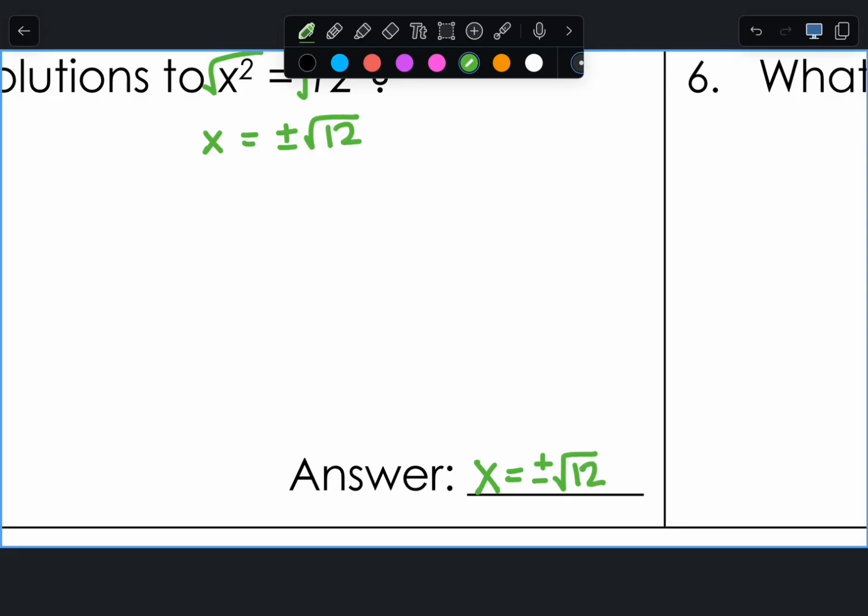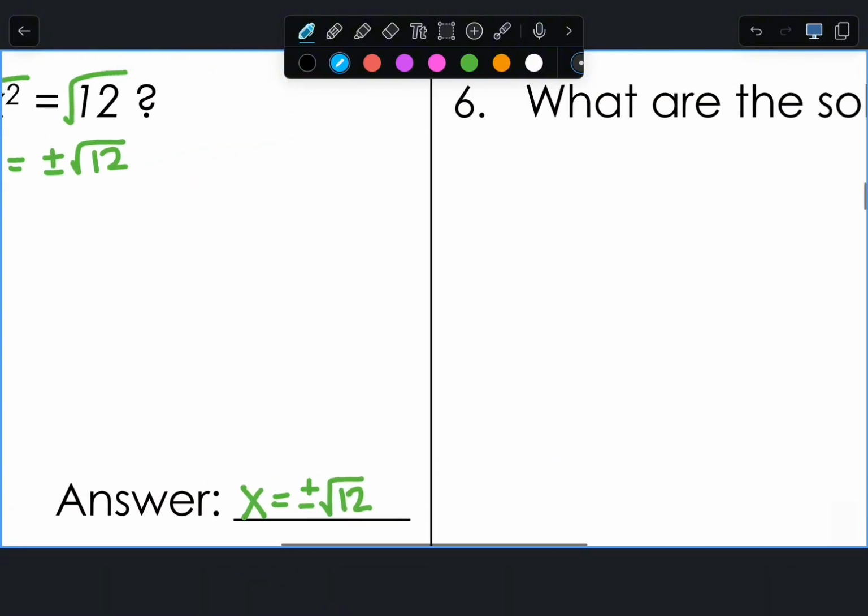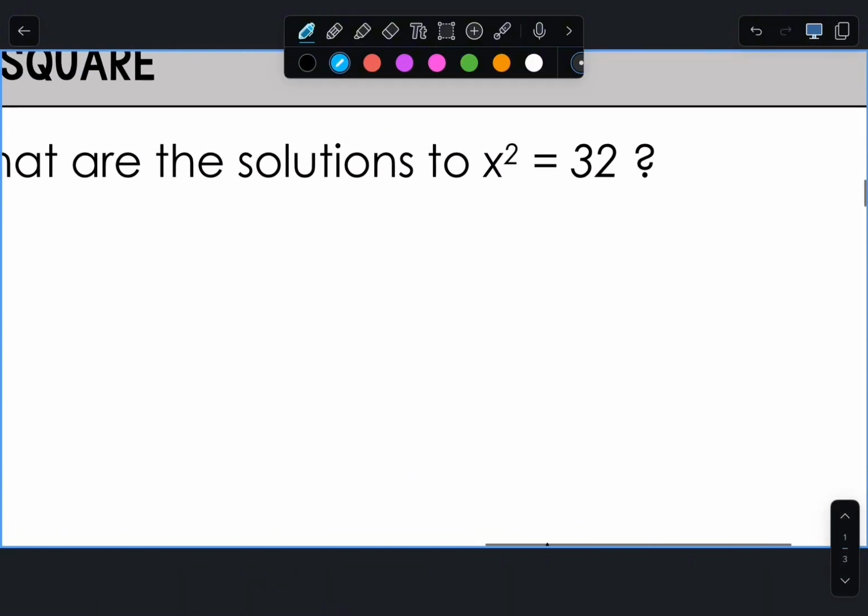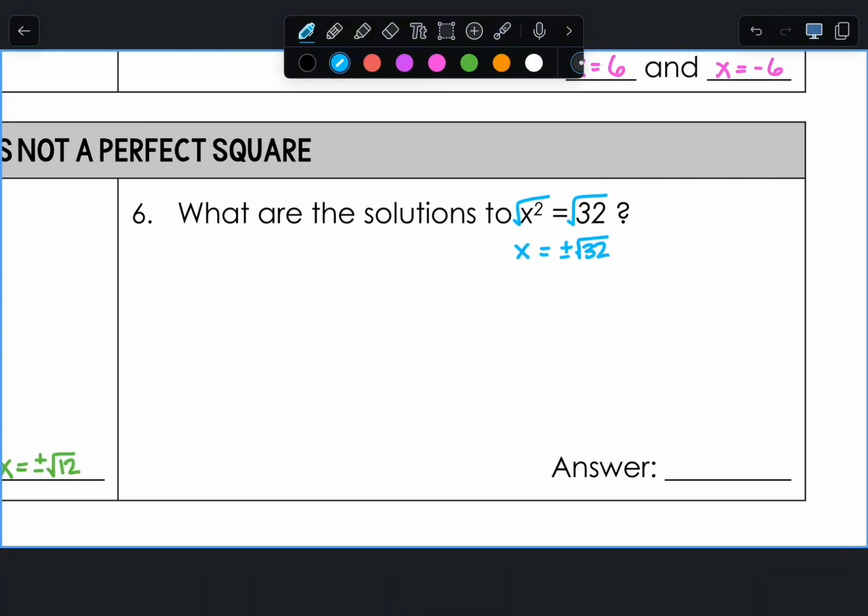Believe it or not, on the STAR test, maybe 3 years ago now, there was an answer choice that looked like that, where they left it as a positive negative. Okay. Number 6, what are the solutions to x squared is equal to 32? If I try to take the square root of 32, what happens? It's a decimal. So what do we do? X equals plus minus square root of 32. Leave it under the square root.